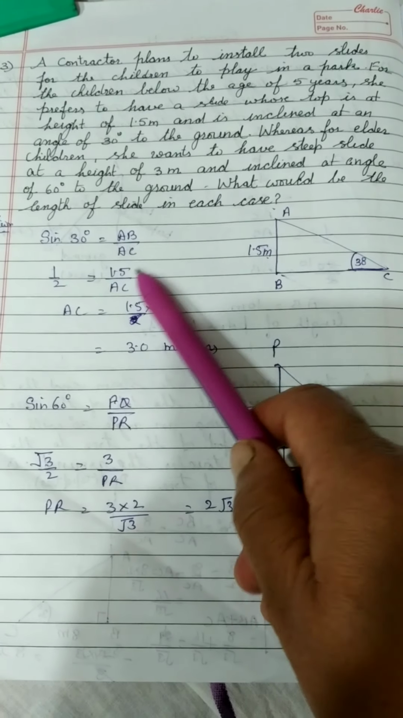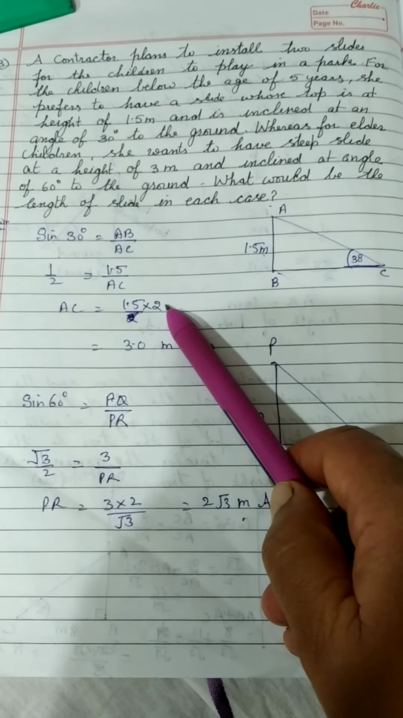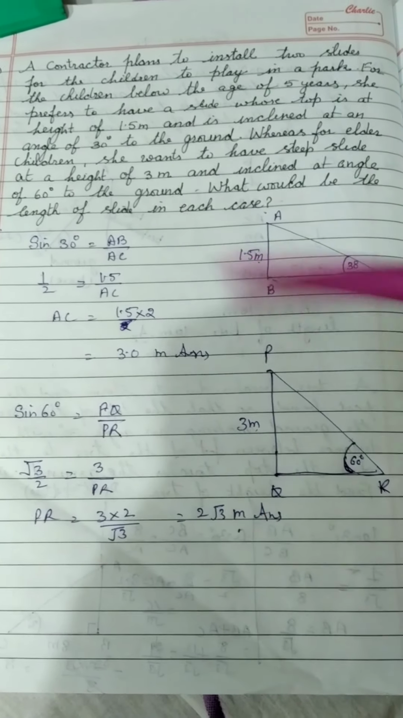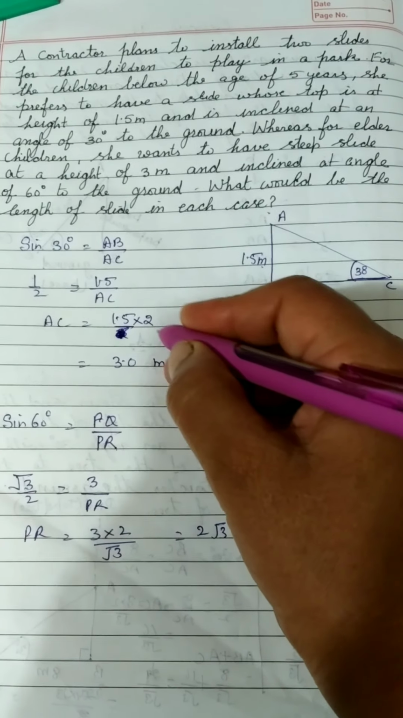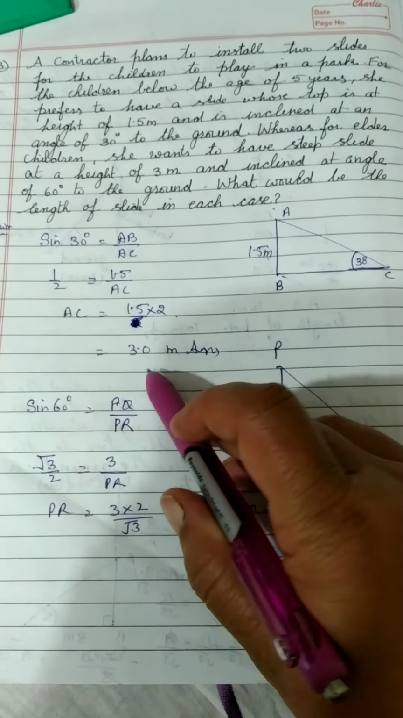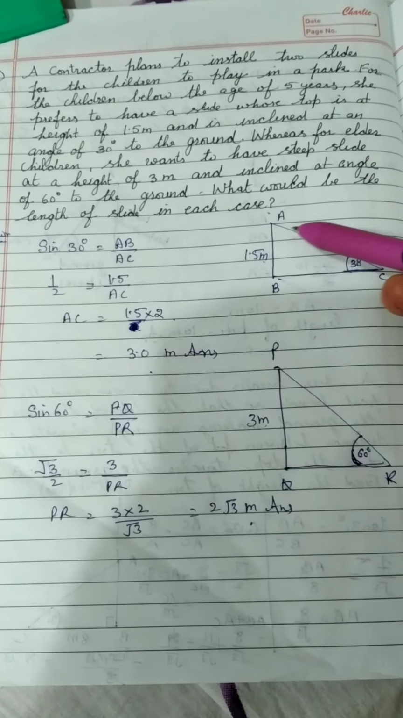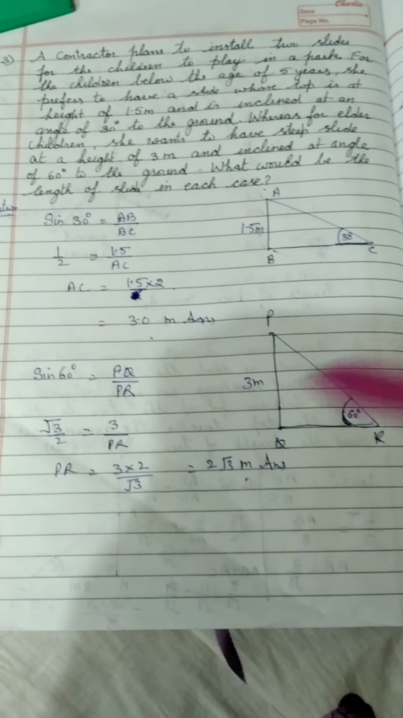AC is equal to 1.5 multiplied by 2. Then 1.5 into 2 is 3 meters. Then we get the value of AC is 3 meters.